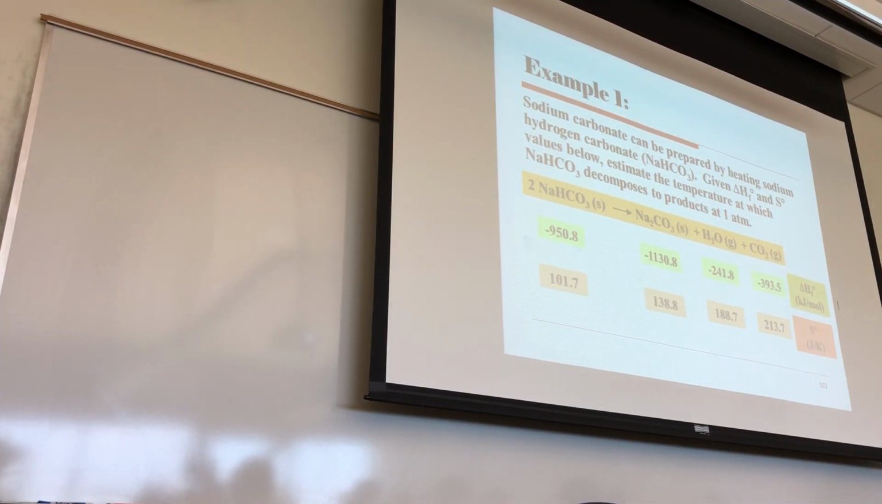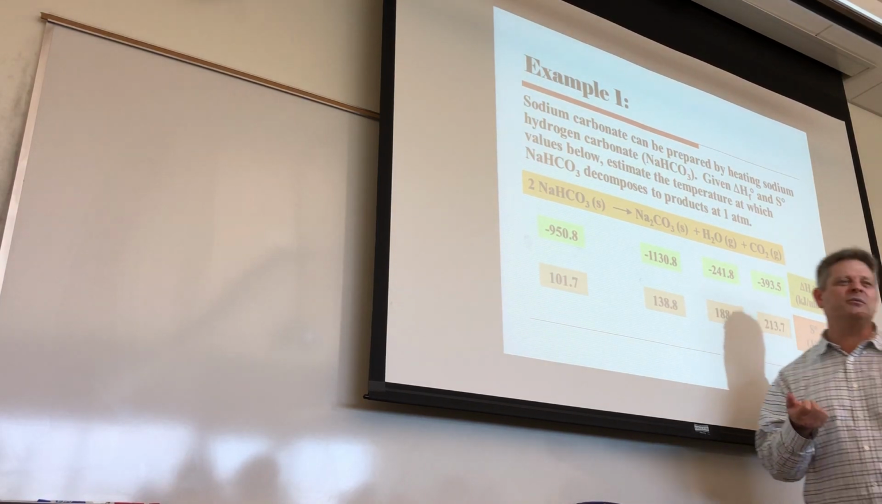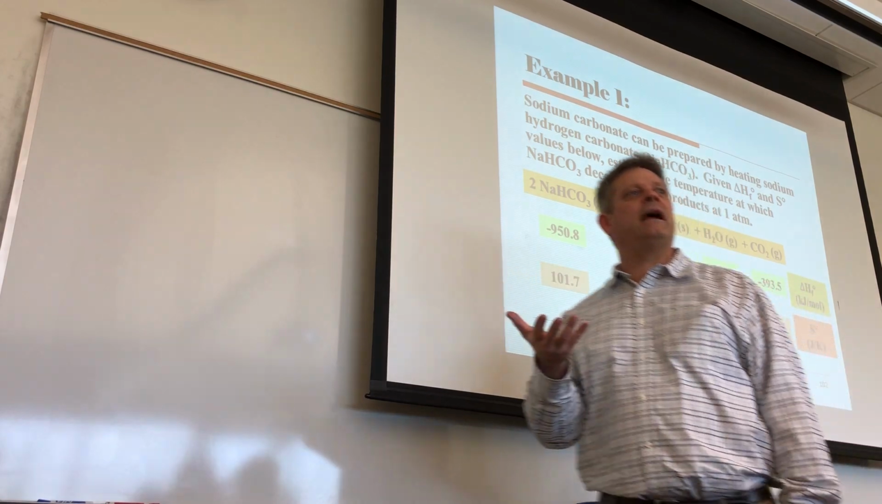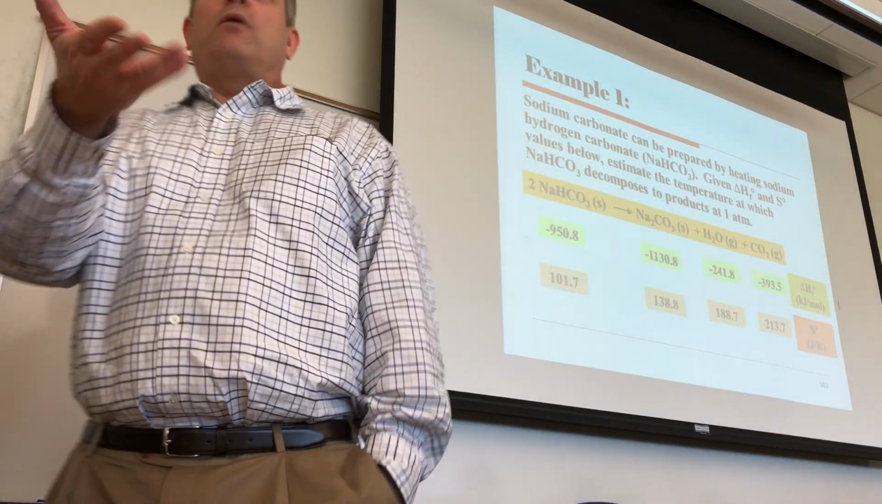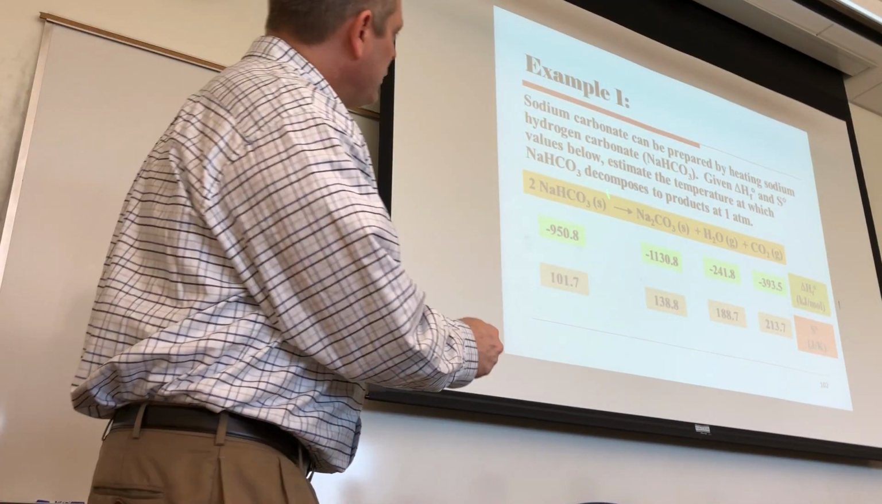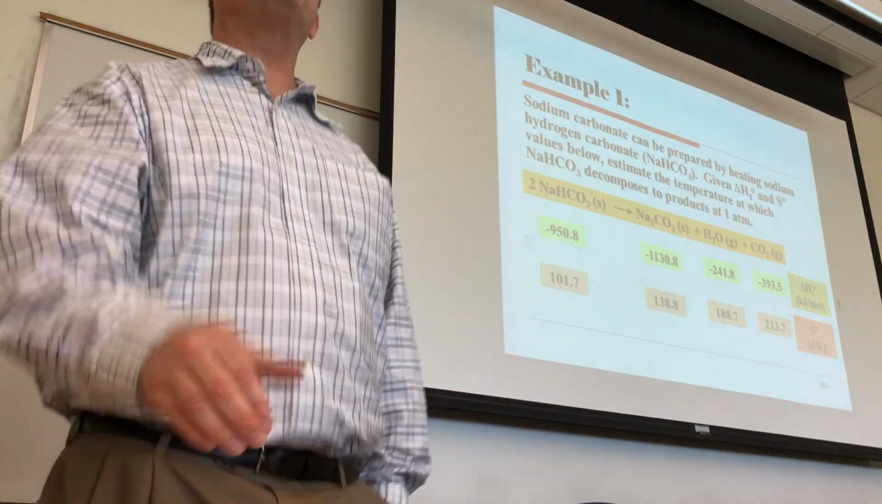Because as soon as you hear the word spontaneous, you're looking for that, right? So then you automatically know that the delta G should be what? Negative. Otherwise, you're just kind of reading it: estimate the temperature at which it decomposes. What is it really asking for? Well, it's asking when is this thing spontaneous? Because you're looking to find a temperature that causes that spontaneity.